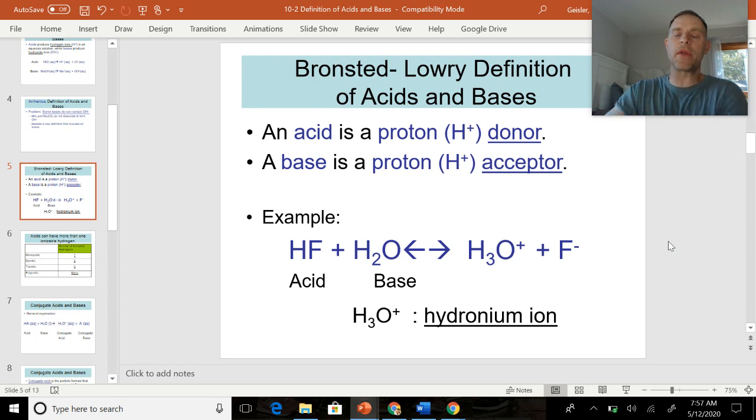And tomorrow we're going to talk about how we name these acids and bases. One of the things you'll notice about acids is that almost always, there are a few exceptions, when you write out the chemical formula, they start with an H.